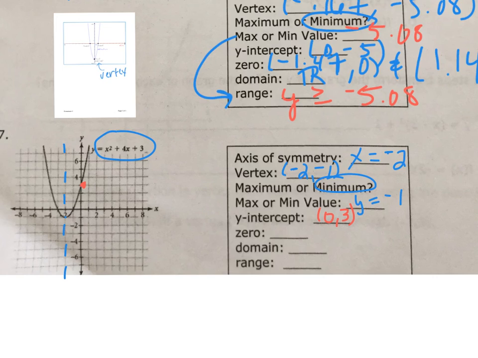Zeros, I can see my zeros right here. And right here, again, some people only wrote one of them down. Okay, so that's at negative 3 and negative 1. So you can write them in that sort of brace, or if you're writing down the points, the ordered pairs, you would do this. And negative 1 comma 0.